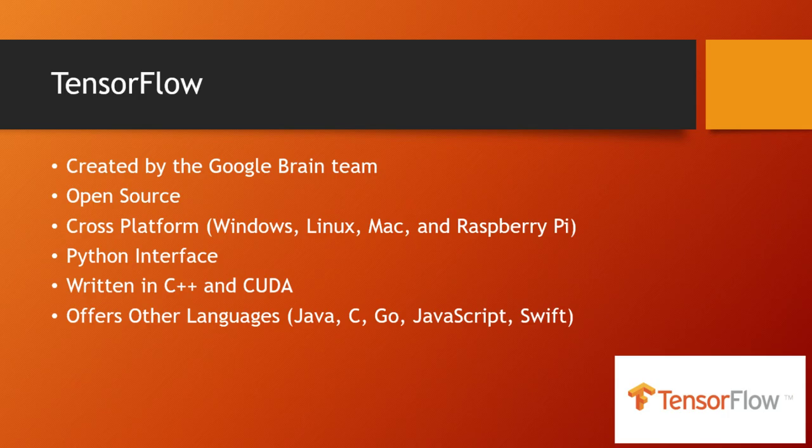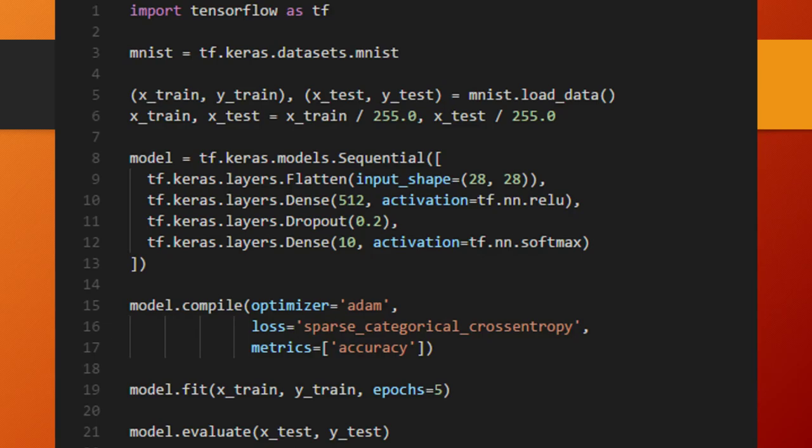TensorFlow is written with highly optimized C++ and uses CUDA, the parallel computing platform and API made by NVIDIA used to communicate with the GPU. It has a Python interface which seems to be primarily used, but is also compatible with Java, C, Go, JavaScript, and Swift.